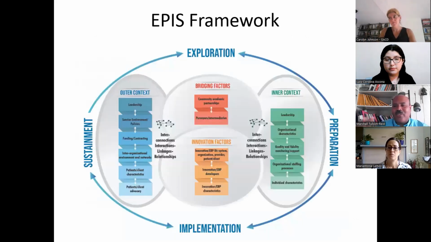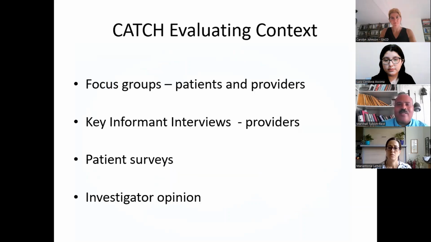We actually changed the framework we were working with. We started with the RE-AIM framework, and then we moved to EPIS. And in this case, the issues around context are related to what is listed here on the inner context and outer context. And for both settings, we used a similar approach, a combination of focus groups, key informant interviews, and patient surveys, as well as investigator opinion and experience to understand the context in which we were operating.